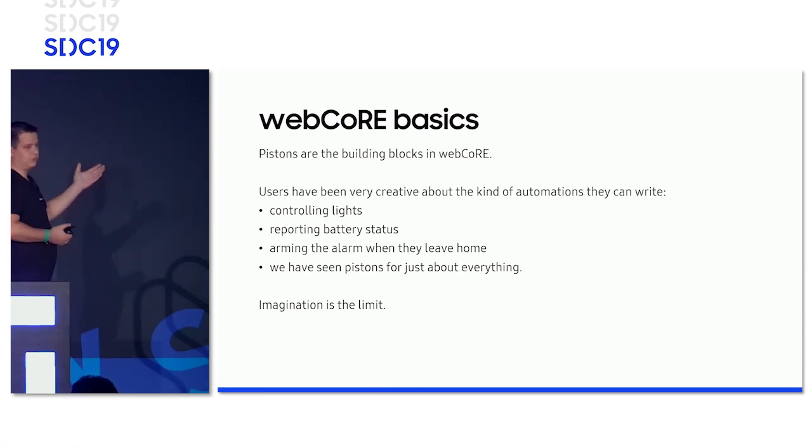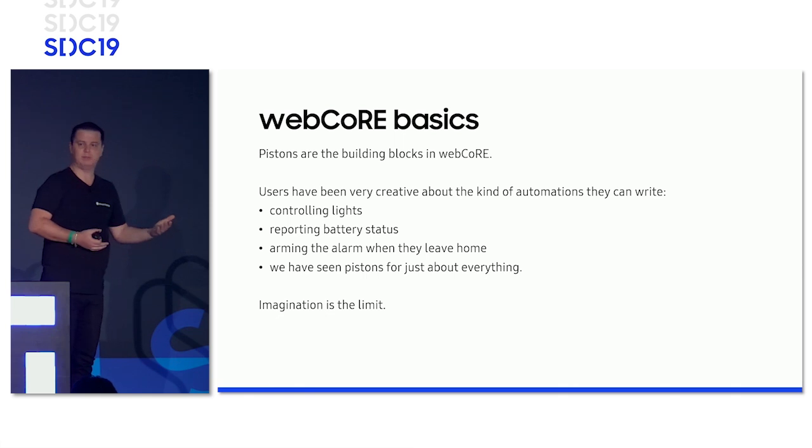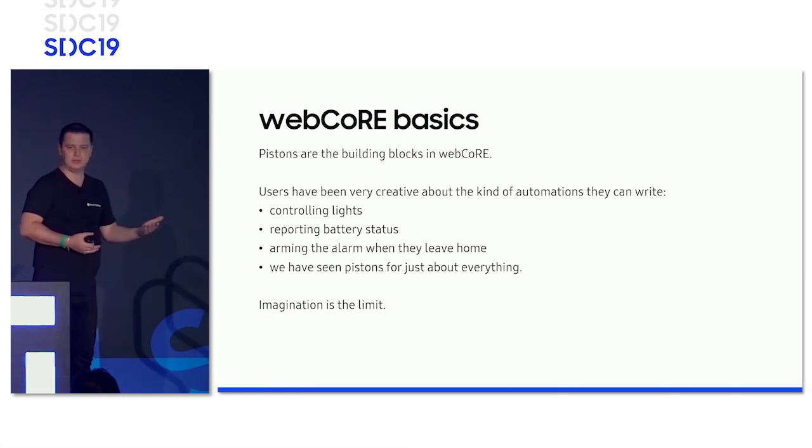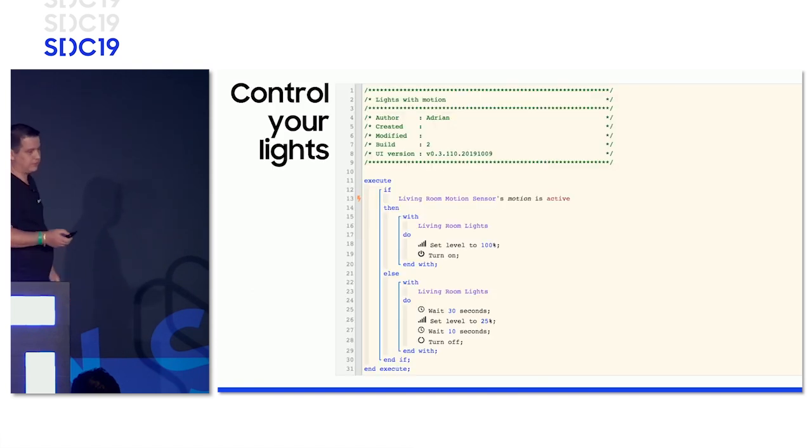A lot of them use them for controlling lights. Some use them for reporting purposes, like figuring out which battery-operated devices need replacement, or arming the alarm system when they leave and disarming it when they come home. And I mean, I've seen things. I've seen many pistons that do many different weird things. So imagination is really the limit here. And I'll show you a few examples.